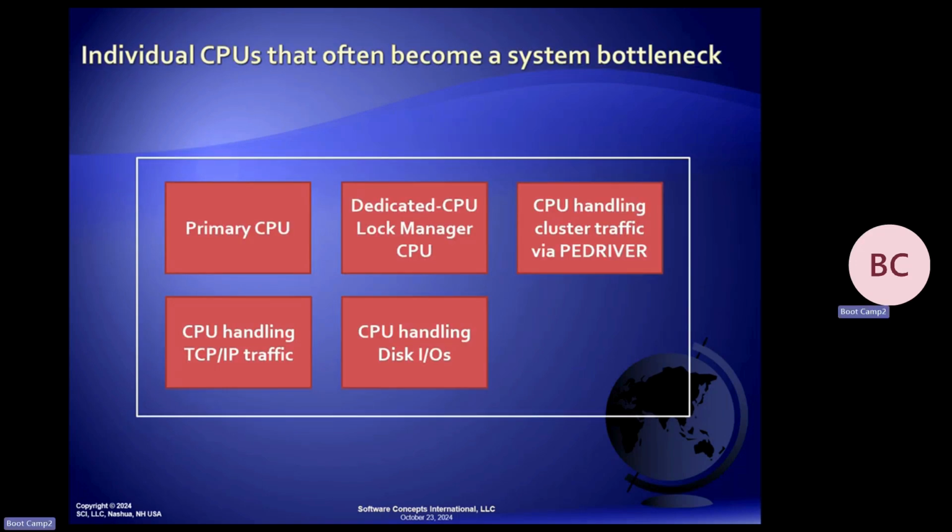Often individual CPUs within a system can be a bottleneck for the system as a whole. The primary CPU, as we noted, could be a bottleneck in terms of firing off TQEs and so forth. You might have the dedicated CPU lock manager CPU enabled in a system. That can be a bottleneck. In a cluster, the CPU that handles cluster traffic via PE driver can be a bottleneck. TCP/IP traffic, if that CPU is saturated, that could be a bottleneck, or the CPU that's handling disk IOs.